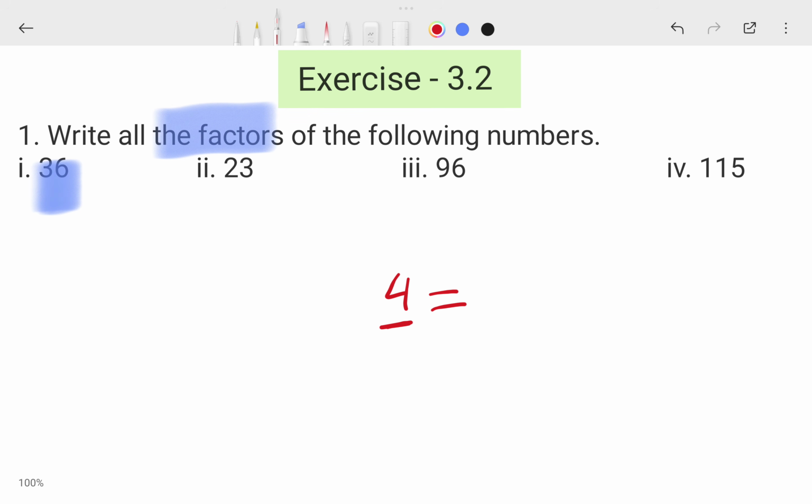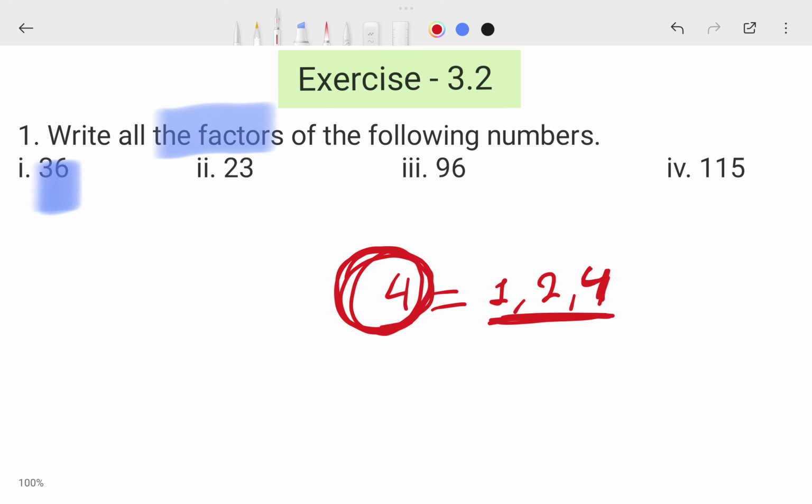Factors are the tables in which 4 appears. Okay, in which table will 4 be divided? In the 1 table, 4 will divide. In the 2 table, 4 will divide. In the 3 table, no. In the 4 table, yes. After 4, will any other table divide? No, it is not possible. The 5 table, it is not there, 6, so the last is 4 only. So these are the numbers which divide 4, and these numbers are the factors. So factors are simply the numbers which divide the particular number.